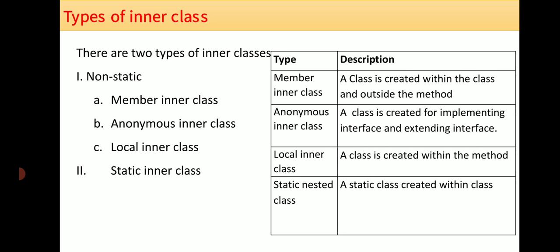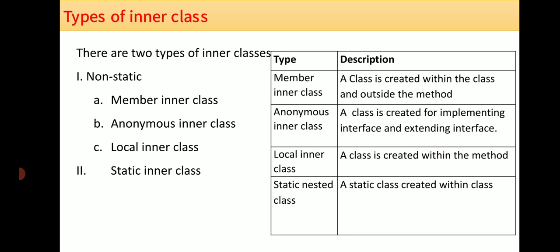In a member inner class, a class is created within the class and outside the method. So there is an outer class, and within that class we define the class, but it should be outside the methods of the outer class. The second one is the anonymous inner class. A class is created for implementing an interface or extending a class. It can be used with the extends keyword or by implementing an interface, and it doesn't have any name. Such a class is called an anonymous inner class.